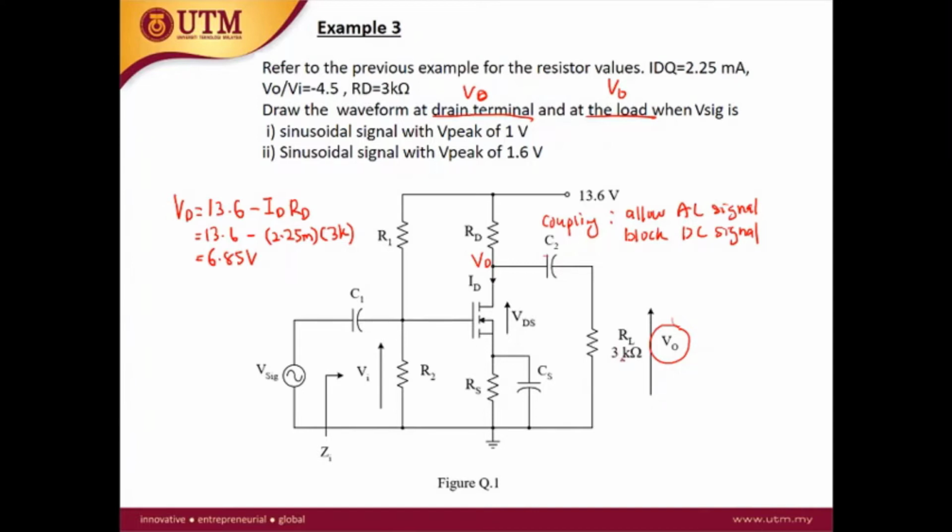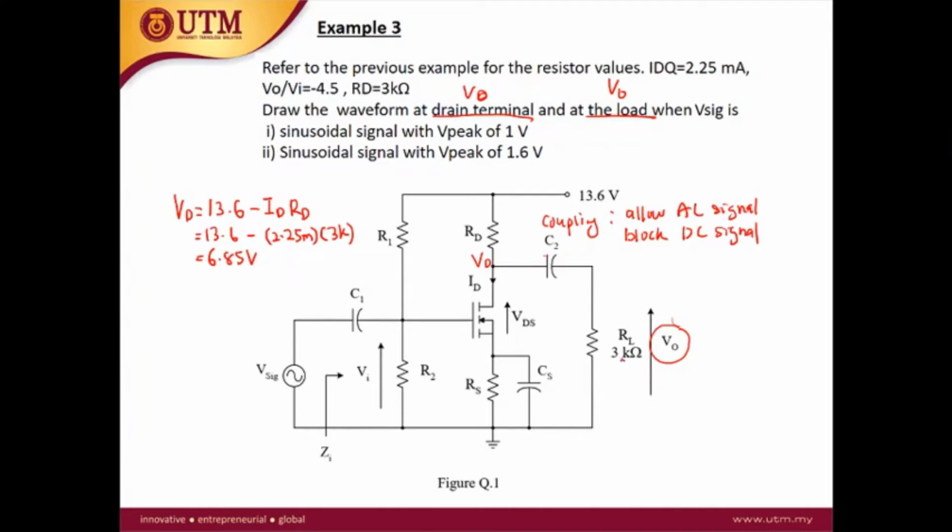Please remember this: the coupling capacitor blocks the DC signal. At the drain point, the waveform consists of the AC plus DC. But the coupling capacitor blocks the DC, and the remaining signal will be purely an AC signal. This is the ideally expected result after the coupling capacitor. So we want the waveform at the drain terminal VD and at the load Vout.